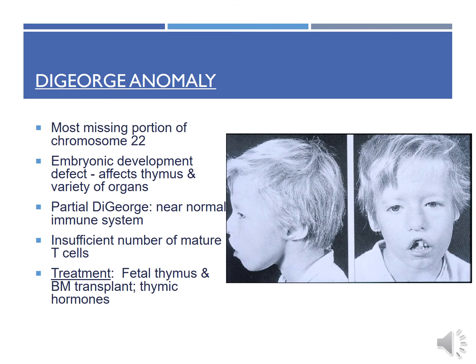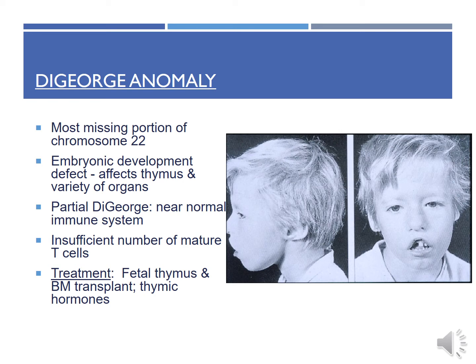The first deficiency we'll talk about is DiGeorge anomaly. DiGeorge anomaly is a developmental abnormality of the third and fourth pharyngeal pouches. This ultimately affects the thymus and a variety of different organs in the embryo development.